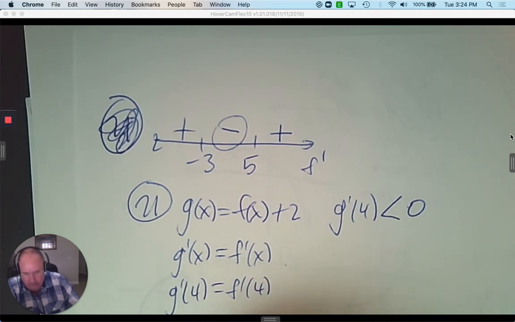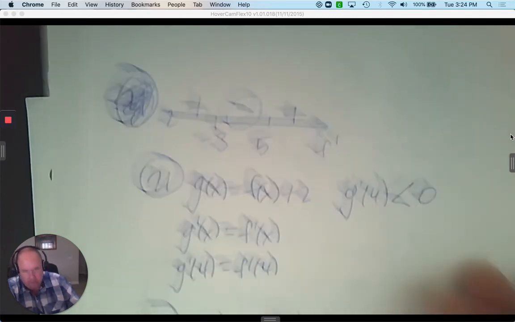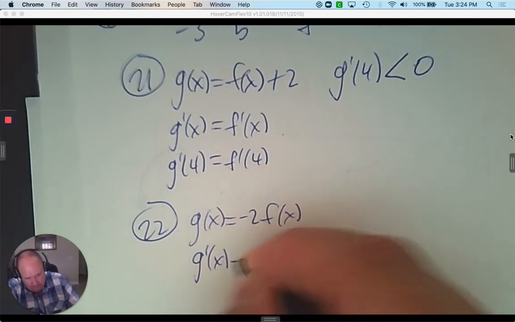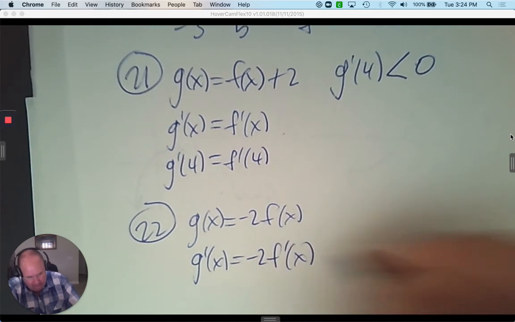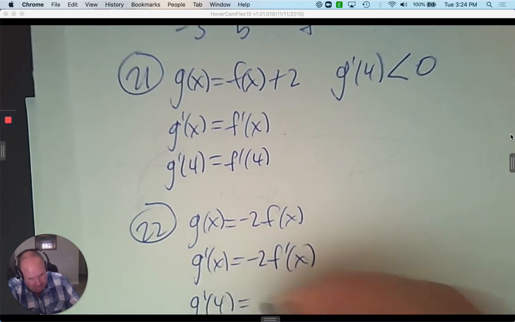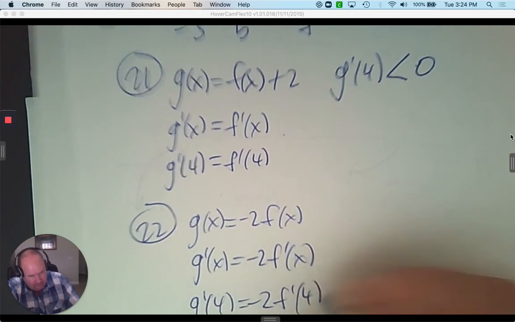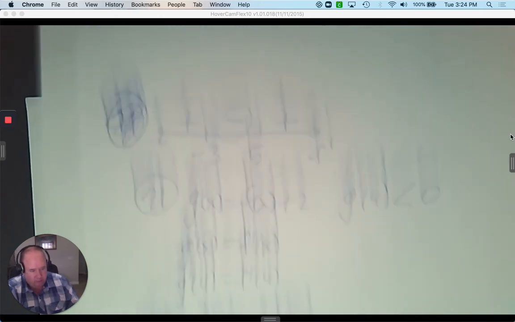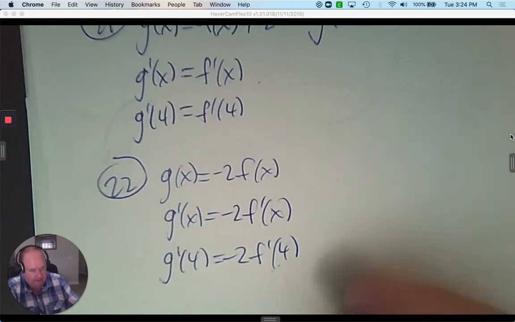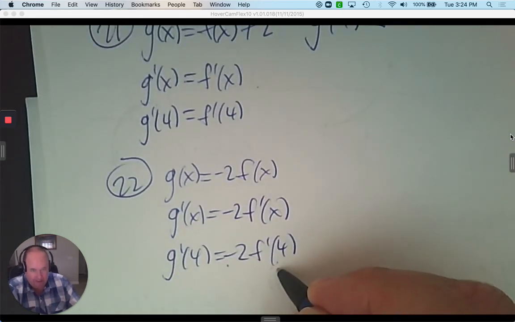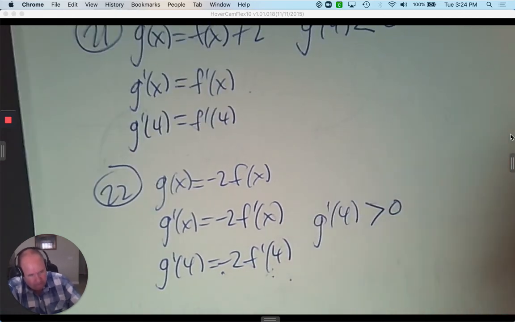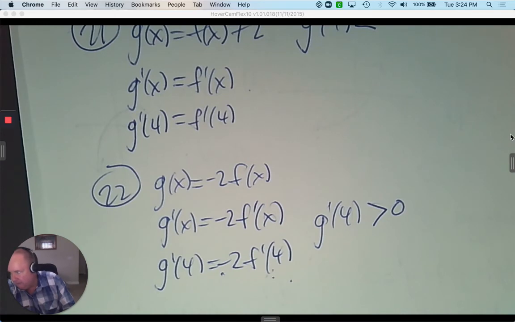So g at x equals negative 2 f at x. I'm going to take the derivative again for this one and then come back to the number line. So the derivative here would just be negative 2 f prime at x. So when I plug in 4 again, I get negative 2 and then 4. Now we just said that the derivative at 4 is negative. It's between negative 3 and 5. So if it's negative, you end up with a negative times a negative, and in this scenario, it's greater than 0 because the negative times the negative is positive. 23.